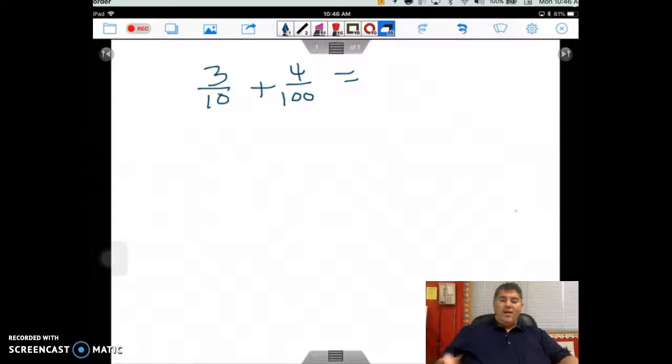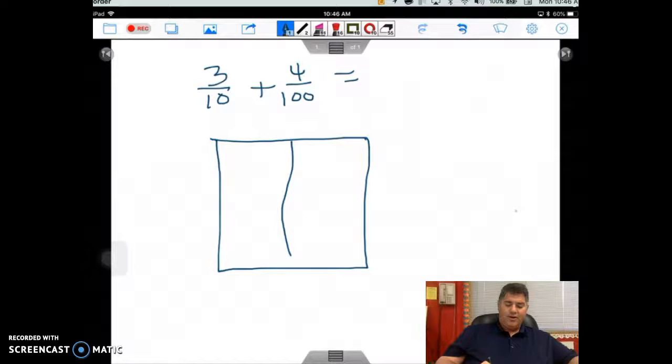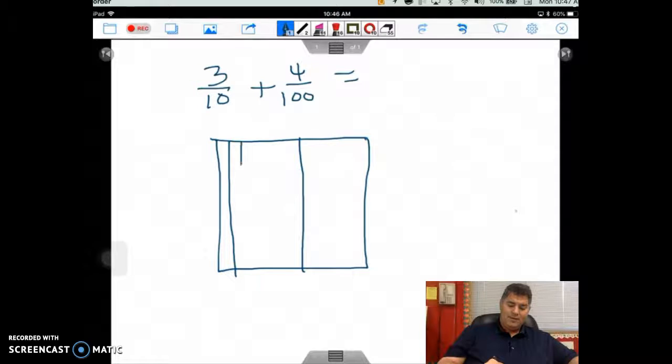Now, there's another way that we can show 3 tenths plus 4 hundredths, and that's using a rectangular diagram. So let's just make a box. We're going to divide this up into tenths. Let me redo that, that's not a very straight line. There's 5. So we got 1, 2, 3, 4, 5.